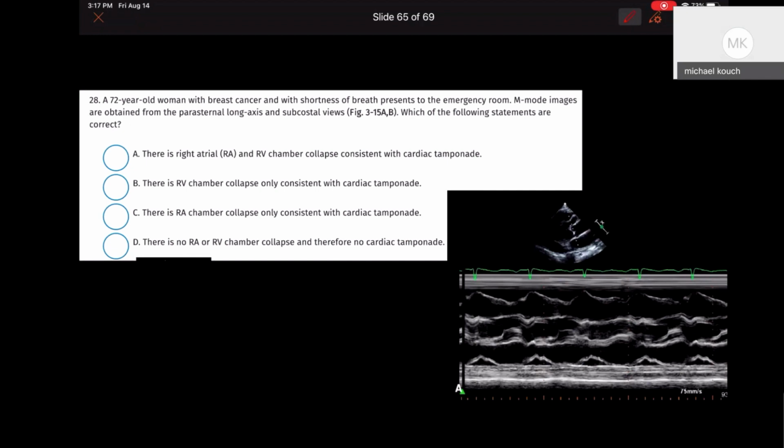So for starters, you can only see the RV on the images. You can't see the RA. And I don't think I see the RV hitting the interventricular septum. Do you think it needs to hit the interventricular septum? No, I guess not. You don't necessarily need to have complete collapse. There definitely looks like there's variation, I guess. Yeah. Okay, so let's go through.